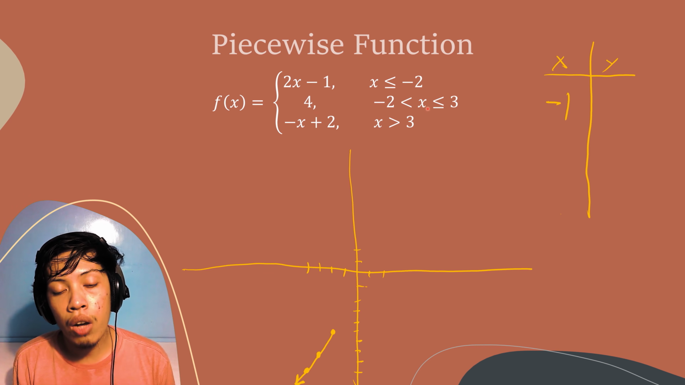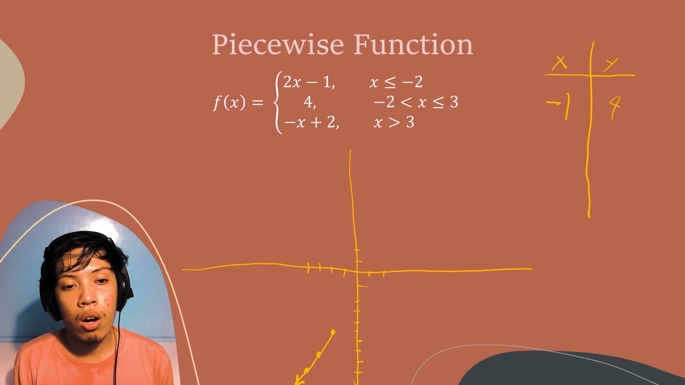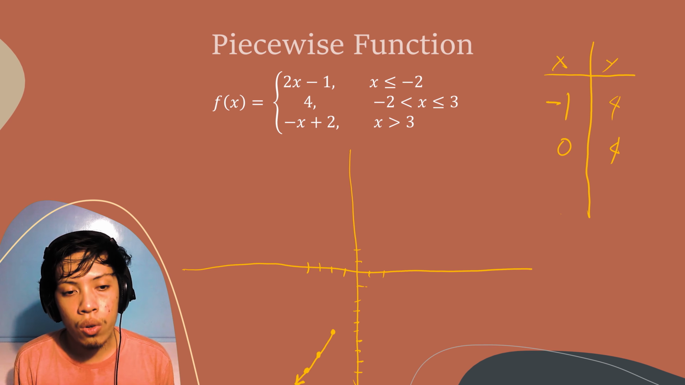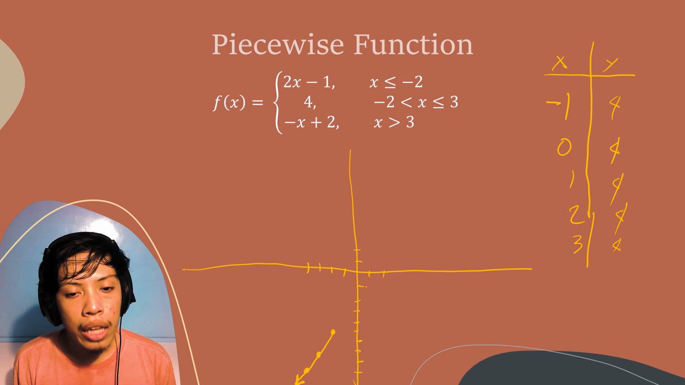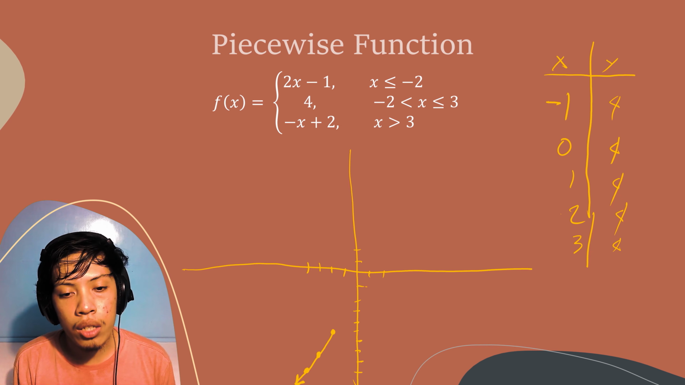Okay, so you will use the second line to solve for the value of y. And since according to the second line, the value of the function is 4, this is 4. Okay, for 0, this is also 4. For 1, this is also 4. For 2, this is also 4. For 3, this is also 4. Okay, and when you plot, we'll start at negative 1. This is negative 1. This is 4. 1, 2, 3, 4. Somewhere right here.